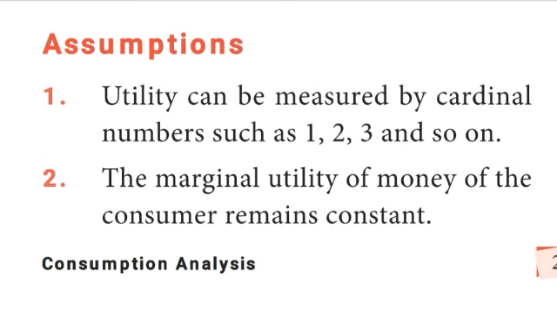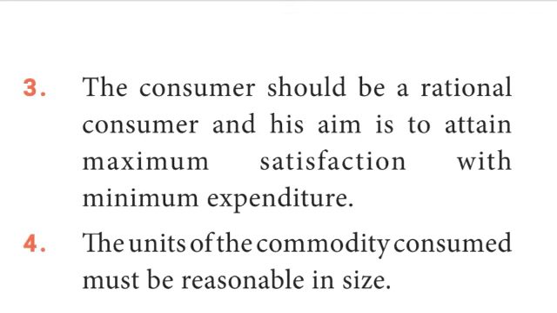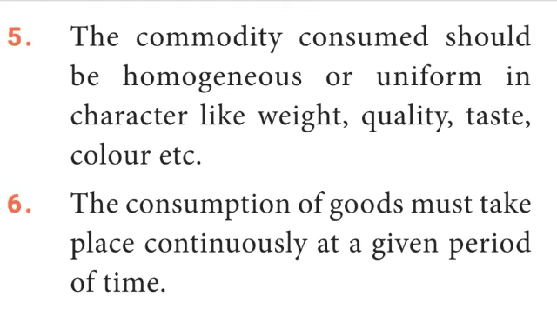Assumptions. First assumption: utility can be measured by cardinal numbers such as 1, 2, 3 and so on. Second, the marginal utility of money of the consumer remains constant. Third, the consumer should be a rational consumer and his aim is to attain maximum satisfaction with minimum expenditure. Fourth, the units of the commodity consumed must be reasonable in size. Fifth, the commodity consumed should be homogeneous or uniform in character, like weight, quality, taste, color, etc.